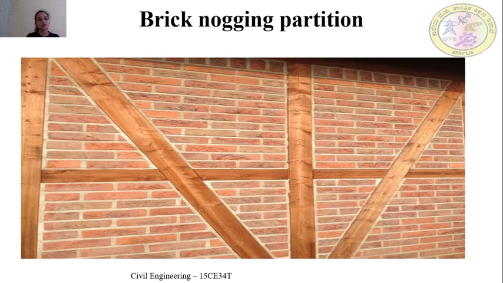Okay. The next type is the brick nogging. So brick nogging partition wall means this wall consists of, you can observe the brickwork here. The brickwork has been built up within the framework of wooden members. So a brick nogging partition wall consists of brickwork that is built up within a frame of wooden members.